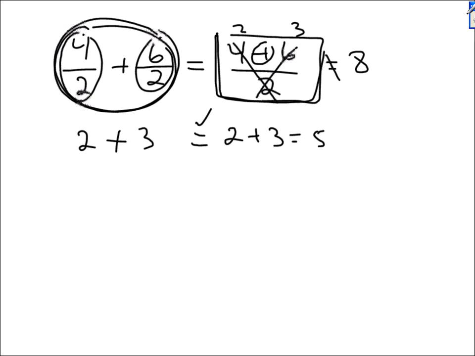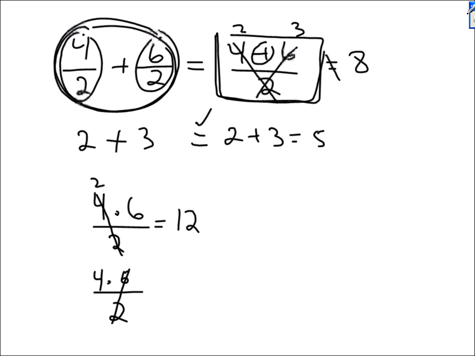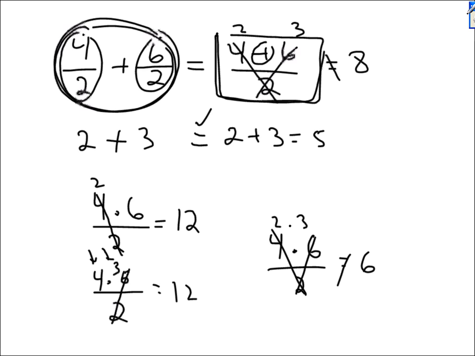Now, if you have 4 times 6 divided by 2, now you can do the 2 into the 4 and get 2, and say 2 times 6 is 12, or coincidentally, 2 goes into 6 3 times, and you can say 4 times 3 is 12, and you get the same answer. When it's multiplication, you do not divide the 2 into the 4 and the 2 into the 6, and then say the answer is 6. That's not true.